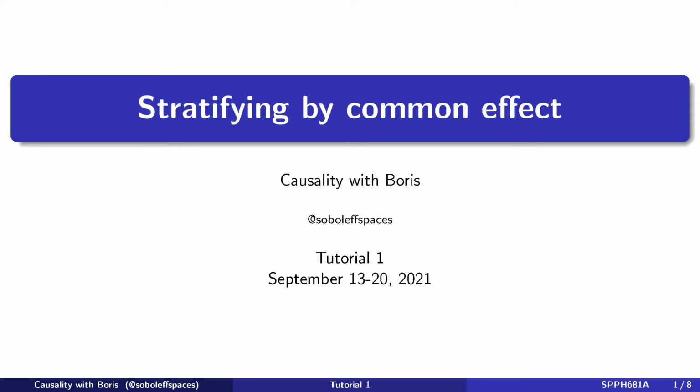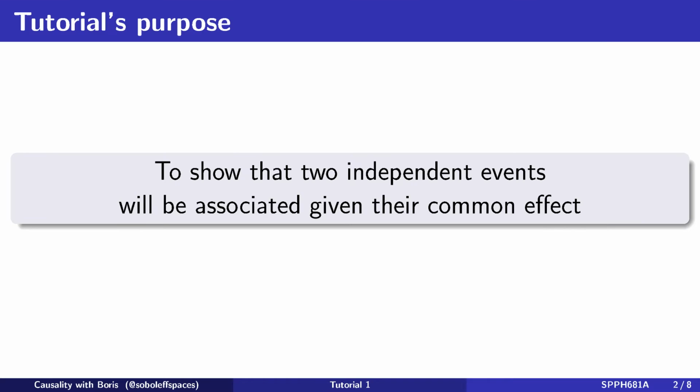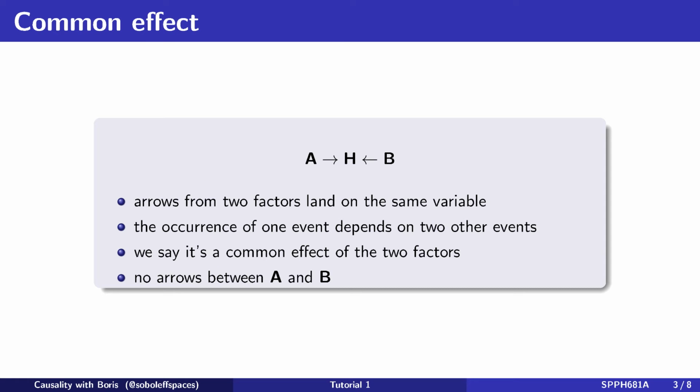Anyway, here's the punchline. Two independent causes are conditionally dependent, given their common effect. In this tutorial, I'll show how two independent events become dependent when we stratify on the variable that depends on both. This graph encodes the dependencies between three variables. Note that H depends on both A and B. For this reason, H is called their common effect. In addition, the graph shows no dependence between them.